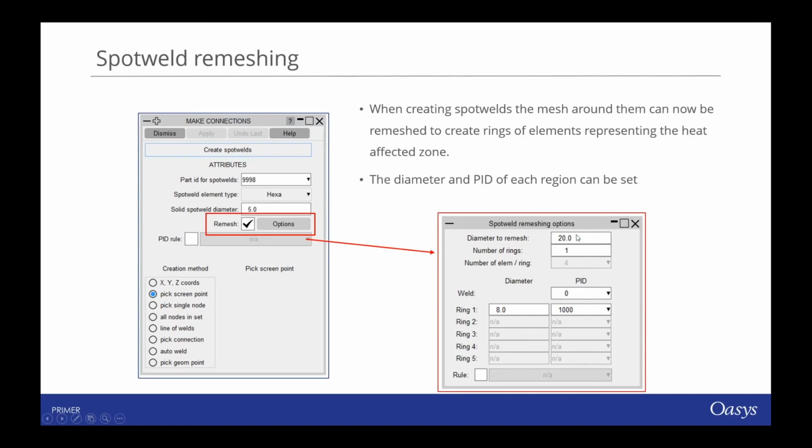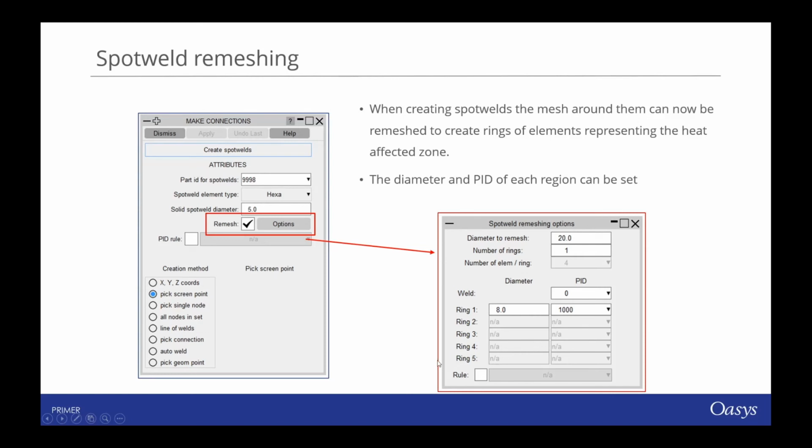And then when you've selected the number of rings, here you can define the diameter of each ring, and you can apply a specific part ID to that associated ring. So in a heat affected zone, when you may have varying properties of material about the spot weld itself, you can now automatically add those rings to specific parts and the associated perhaps material ID.